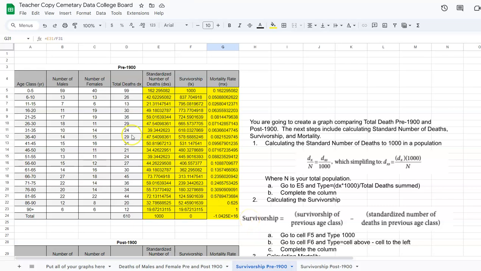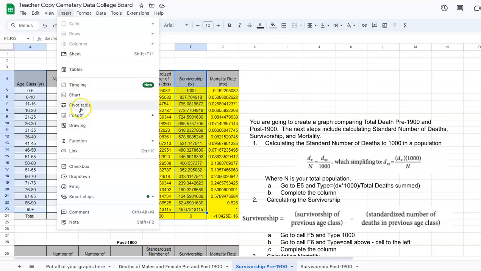So what I want to do is create one survivorship curve. But if I want to compare pre-1900 and post-1900, then I want both curves on the same graph. So that's the new thing that we're going to learn today. What I'm going to do is click on this, then hold the control key down while I'm clicking on this one. Then I'm going to go up here to insert chart.